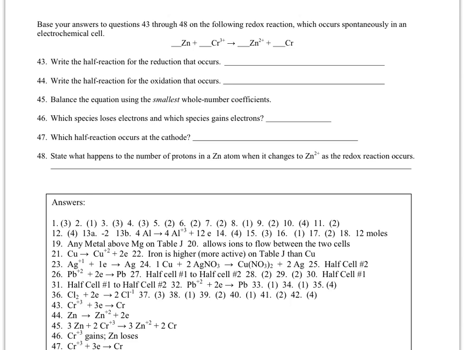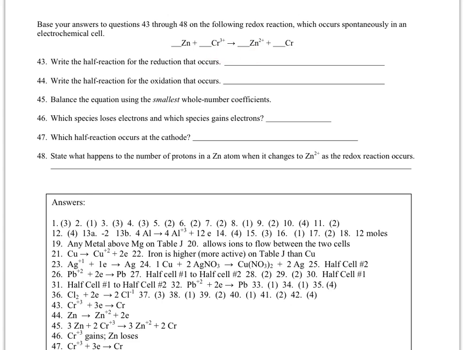Alright, ladies and gentlemen, we've made it to the last page. And here we're asked to go and write the half reaction for the reduction that occurs. First step, let's assign oxidation numbers to all the species in the reaction. We already have oxidation numbers for the chromium ion and the zinc ion.